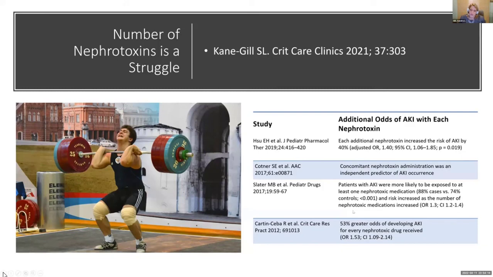So time and time again, you'll see studies that say, look, more nephrotoxins, more burden, more stress on the kidney, more struggle for the kidney. Previously I was talking about specific drug combinations that may increase risk, but overall just the number of nephrotoxins increases that risk as well. There's a newer paper in the last year out of France that really goes into trying to do a calculation for drug burden and how much it increases the risk of developing acute kidney injury in critically ill patients.